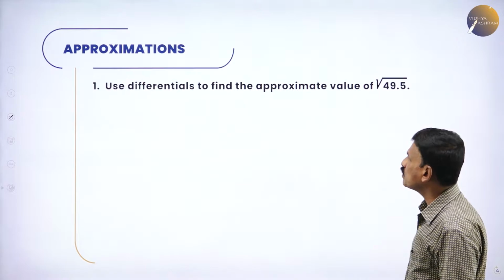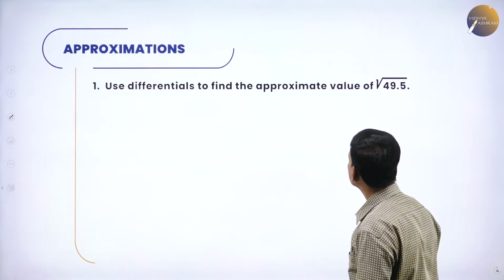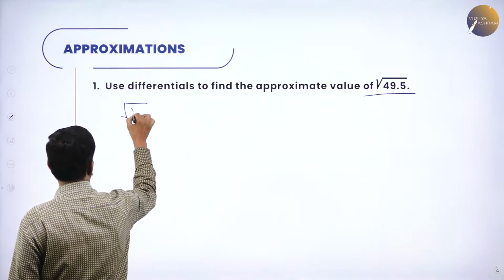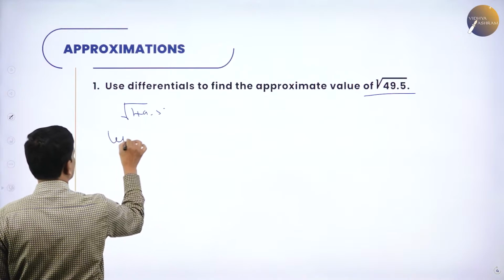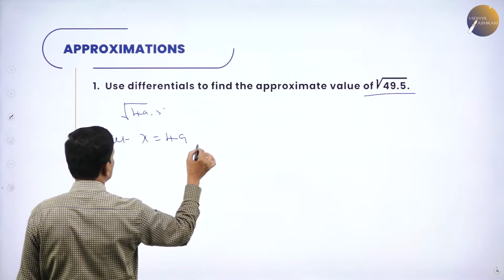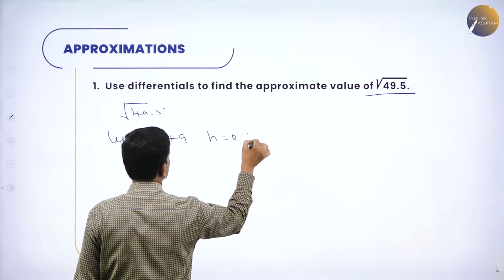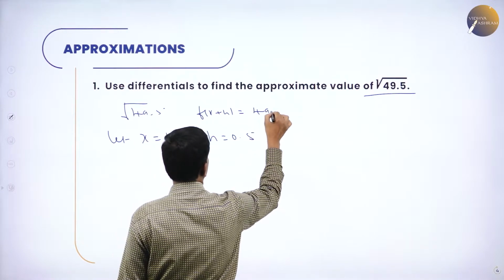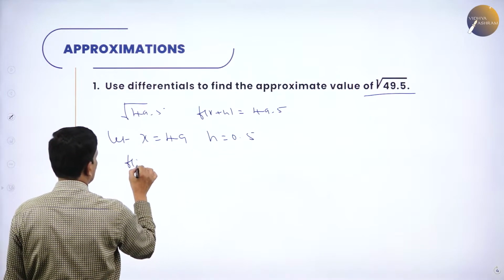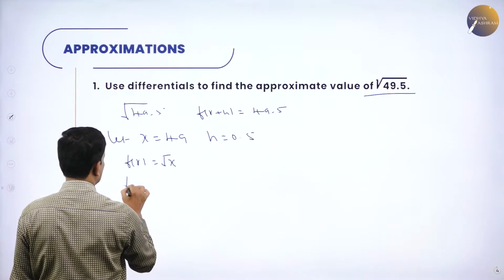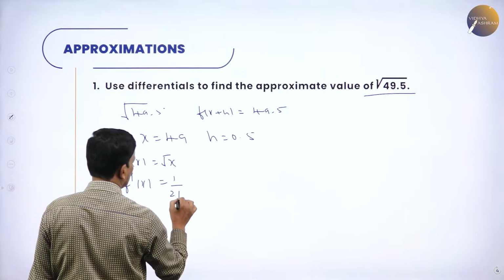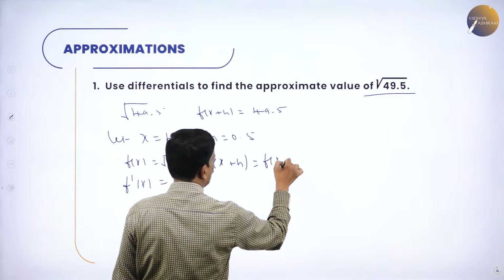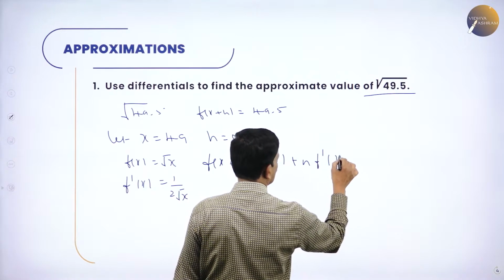Now, let us come to the next problem. Same type. Use differentials to find the approximate value of the square root of 49.5. So, here what is given? Square root of 49.5. Let x is equal to 49 and h is equal to 0.5. This is f of x plus h. F of x plus h is equal to 49.5. So, f of x is equal to root x and f dash of x is equal to 1 over 2 root x. Now, what is the formula? F of x plus h is equal to f of x plus h into f dash of x.